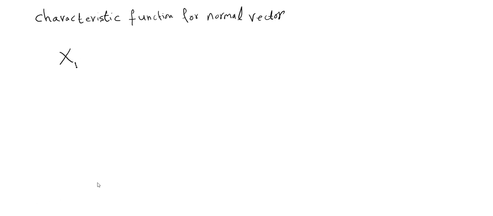Well, in this video, I'm gonna talk about the characteristic function for a normal vector. Consider X, an n by 1 vector, has a normal distribution with eta as mean and C as covariance matrix. It's actually an n by n matrix.